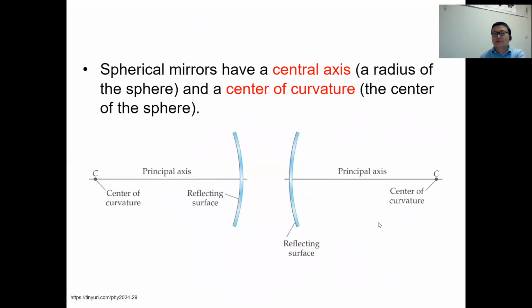All right. For spherical mirrors, there's a central axis, which connects the center of curvature to the center of the mirror. And there's a center of curvature, because this is a curved mirror. This central axis is also called the principal axis of the mirror. Right. So in the figure here, on the left hand side, this is a concave mirror. On the right hand side, this is a convex mirror. So the inner side is the reflecting surface. And then on the right here, you have the outer side to be the reflecting surface. Okay. All right.